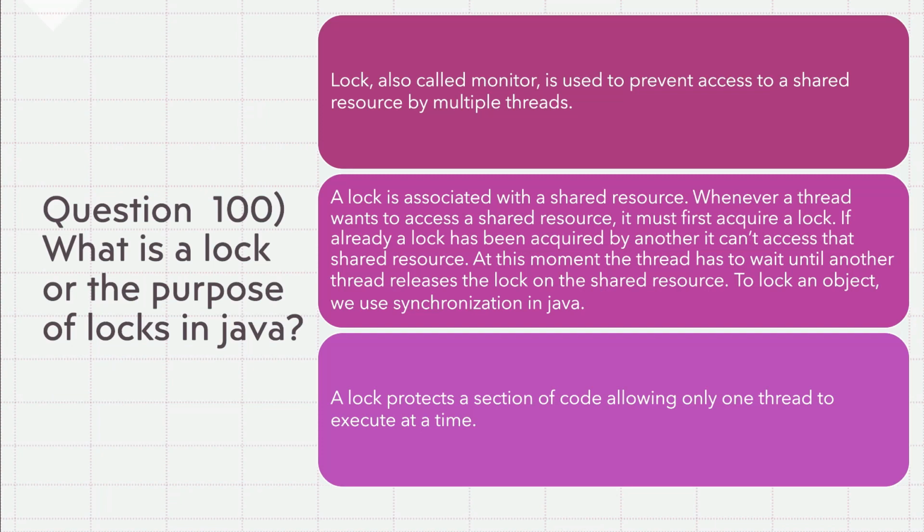Question 100. What is a lock or the purpose of locks in Java? Lock, also called monitor, is used to prevent access to a shared resource by multiple threads. A lock is associated with a shared resource. Whenever a thread wants to access a shared resource, it must first acquire a lock. If a lock has already been acquired by another thread, it can't access that shared resource. At this moment, the thread has to wait until the other thread releases the lock on the shared resource. To lock an object, we use synchronization in Java. A lock protects a section of code, allowing only one thread to execute at a time.